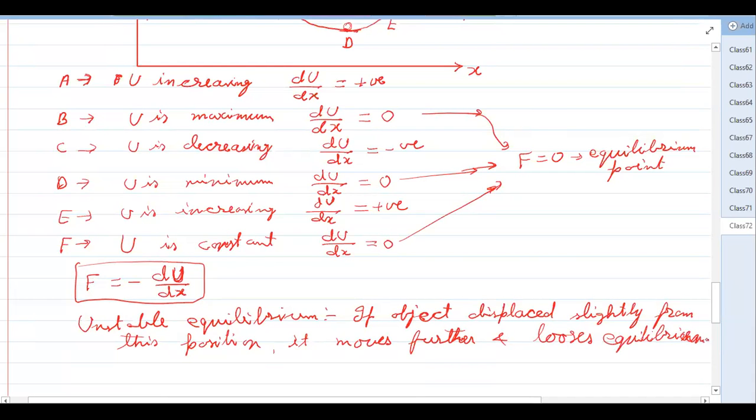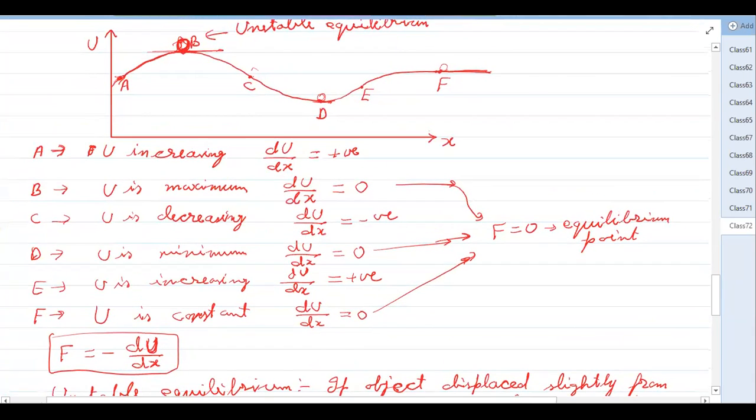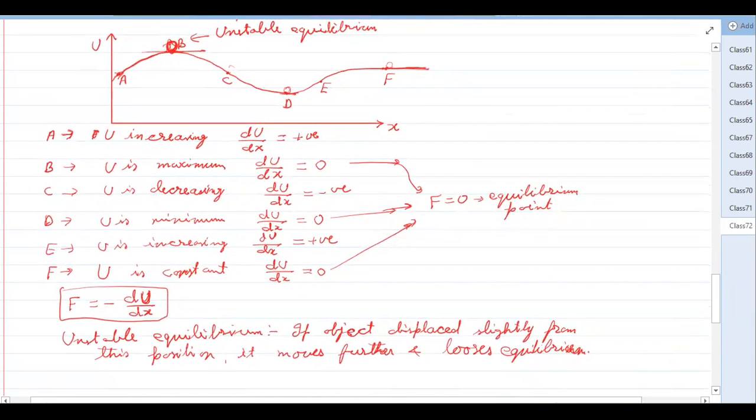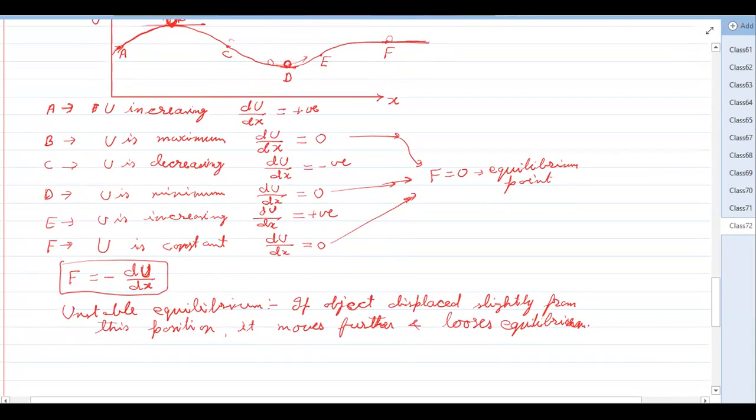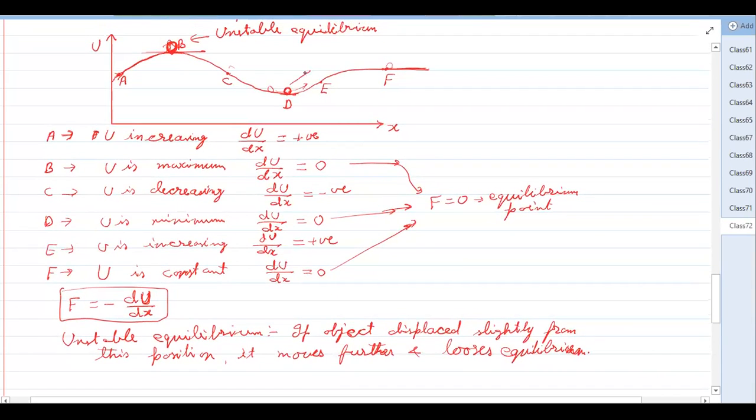Okay, the second point we can see is point D. For point D, suppose you displace the ball in this direction. As you displace it in this direction, it will experience a backward force, so it will try to come back to the original position. If you displace the ball in the leftward direction, again it will try to come back to this minimum energy point. So this point is called stable equilibrium.